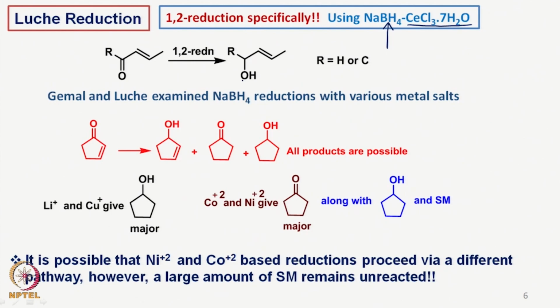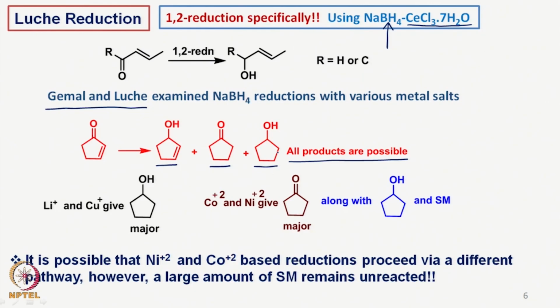Now, Gemal and Luche are the two people who initiated examining the reduction of alpha-beta unsaturated carbonyl compounds with various metal salts along with sodium borohydride as a reducing agent. As we can see here, there are possibilities of all the 3 types that one can anticipate. So, all 3 types of products are possible: allylic alcohol, saturated ketone and completely reduced saturated alcohol.